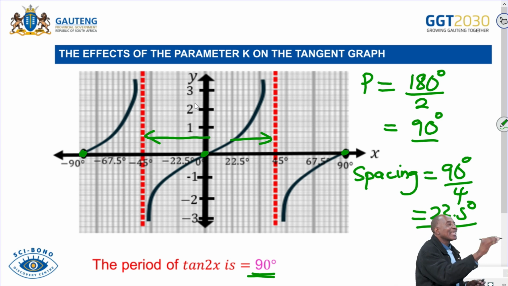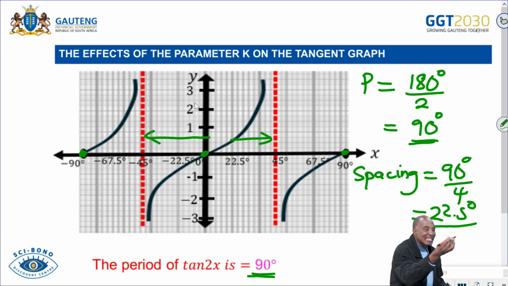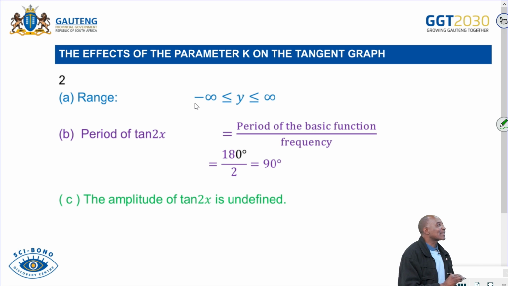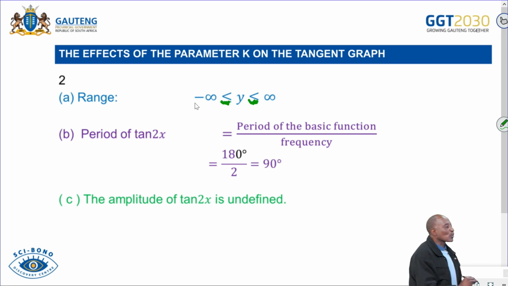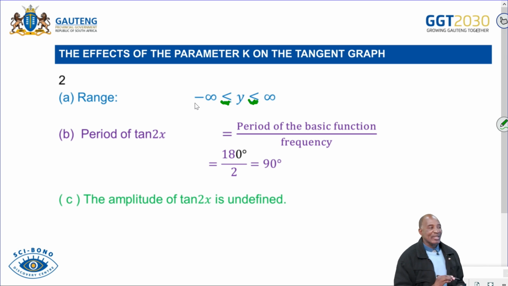Otherwise, with the tangent, it will define new lines of asymptotes. It will also define a new period, which is now 90 degrees, 180 divided by 2. And your spacing will now further come down to 22.5. Okay, so our range is negative infinity to infinity. Still need to correct this, it came earlier on as an error. Right. Then the period of the tangent graph is the basic period, which is 180 degrees. Divide by 2, you get 90.